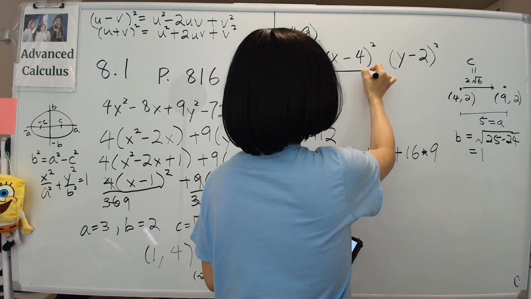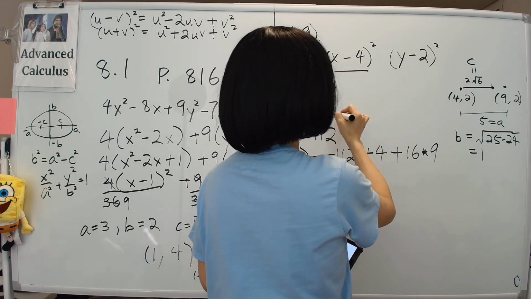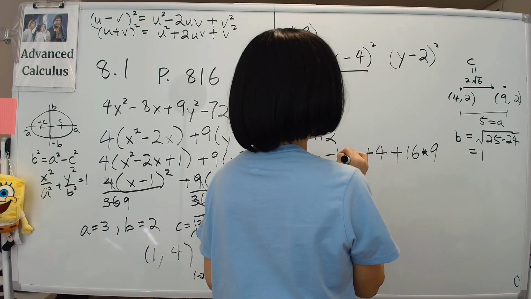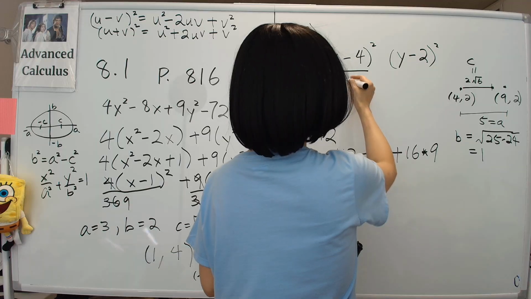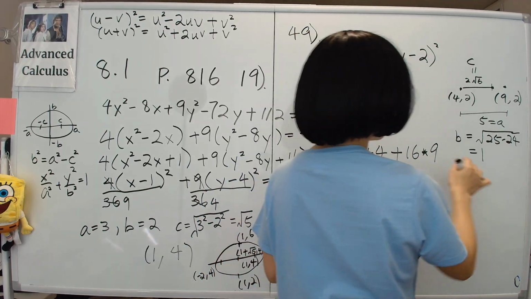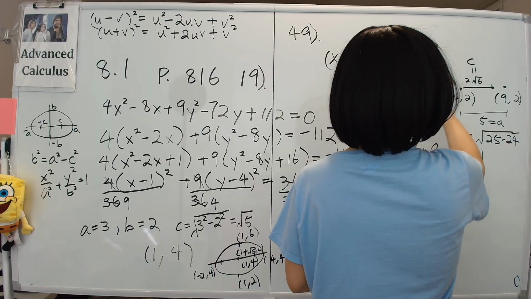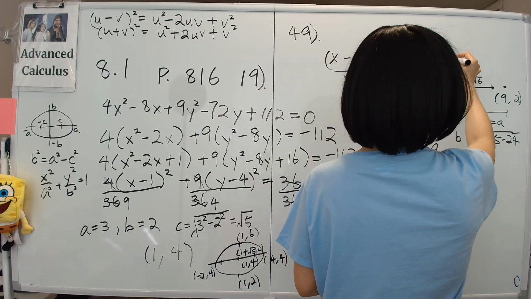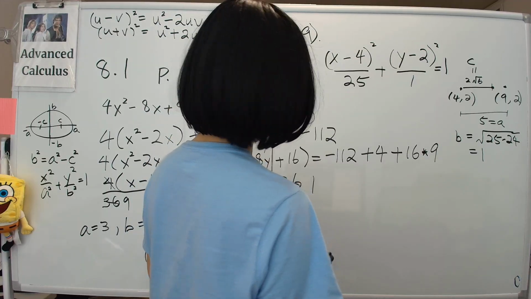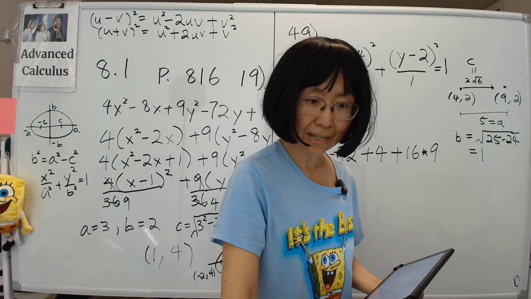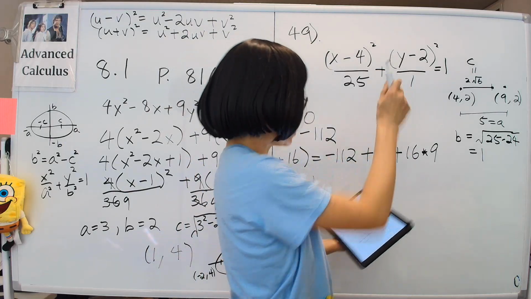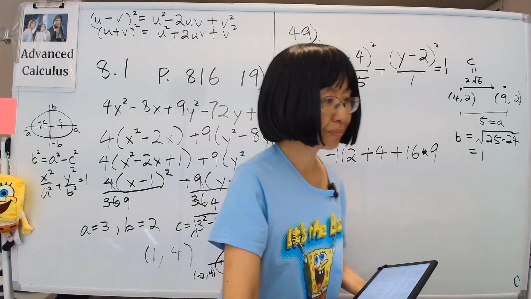So the equation will be x minus 4 squared divided by, what was it? A equals 5, so 25 in total, plus y minus 2 squared over B squared, which is 1, equals 1. And that should be the answer. I don't think I checked the answer for problem 19. Let me do that. Yep, it is correct. It's 25 and 1. So far so good.